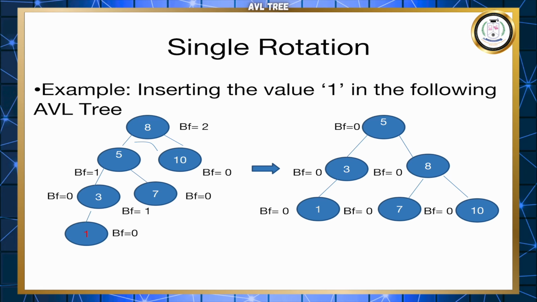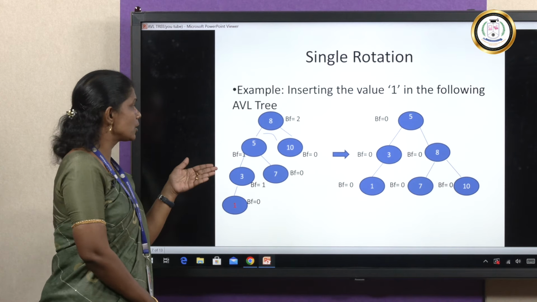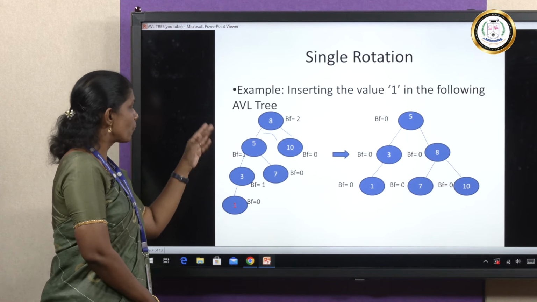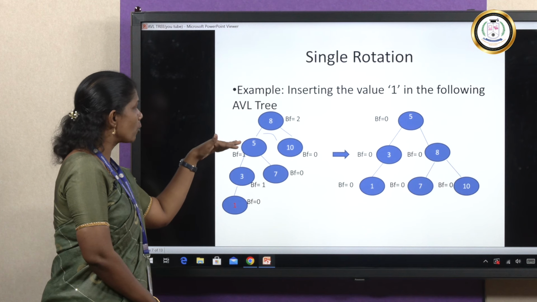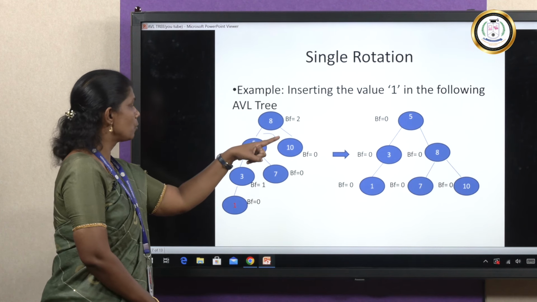Then we have to find the balance factor for each node. So now the root node balance factor value is 2. Now this is unbalanced. Then we have to make that node balanced using single rotation. So from the root node, you have to rotate node 8. So now 5 is the root node.